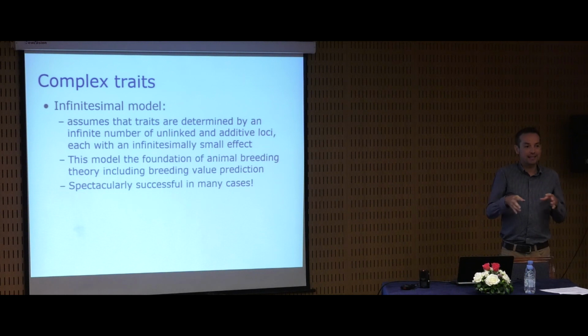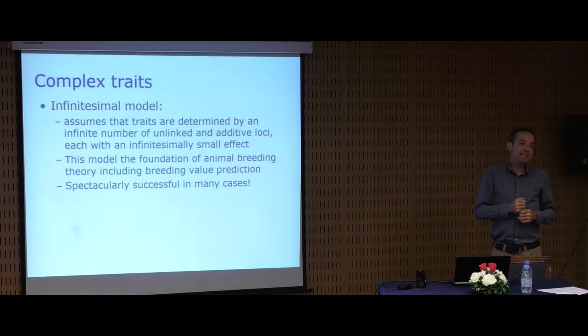What it does is it assumes that the genetic variation, so the differences we see between individuals due to the genetics, are the result of an infinite number of unlinked and additive loci, each with an infinitesimally small effect. So there's an infinite number of these mutations, and they all have infinitely small effect. I told you it sounded pretty weird. And this model is actually the foundation of animal breeding theory and plant breeding theory in some cases too. And it's been really spectacularly successful.